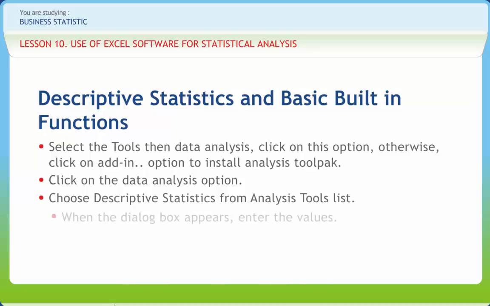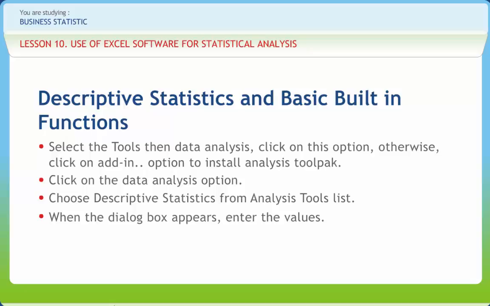Step 4 is, when the dialog box appears, enter A1 to A4 in the input range box. A1 is the value in column A and row 1. In this case, this value is 2. Using the same technique, enter other values until you reach the last one. If a sample consists of 20 numbers, you can select, for example, A1, A2, A3, etc.